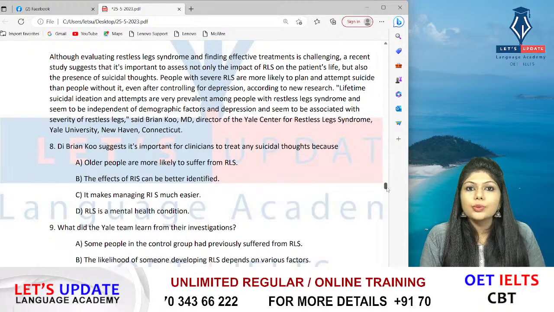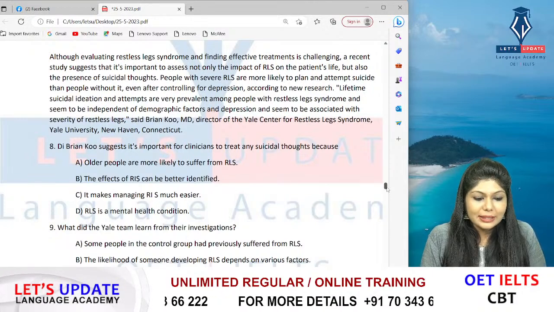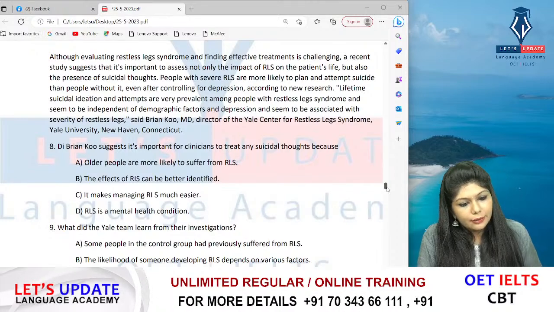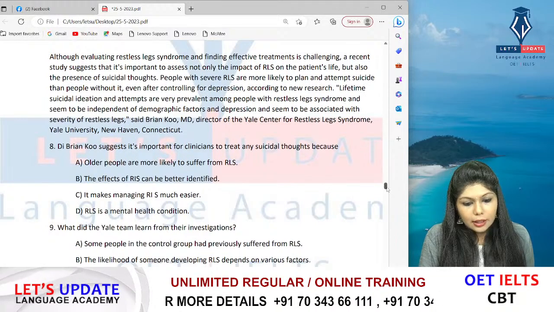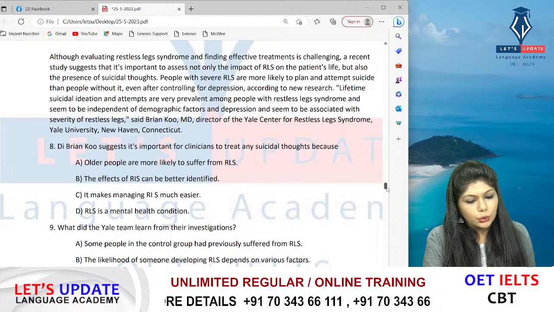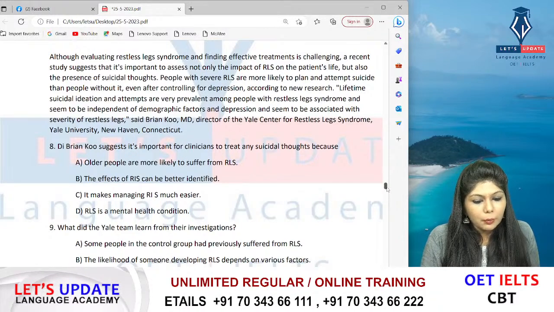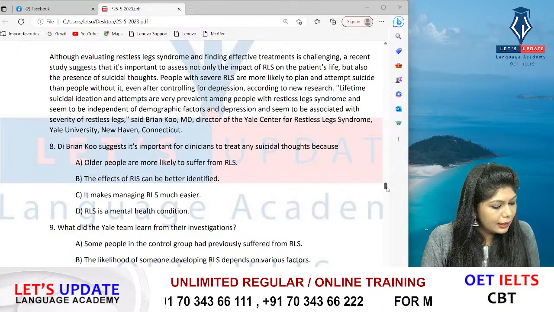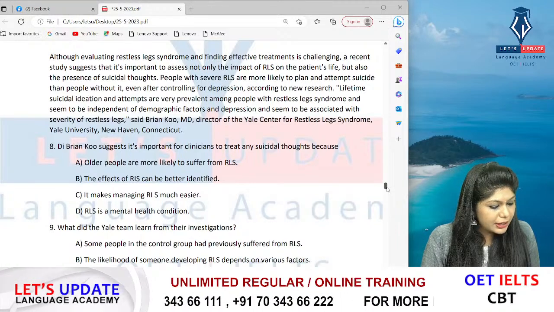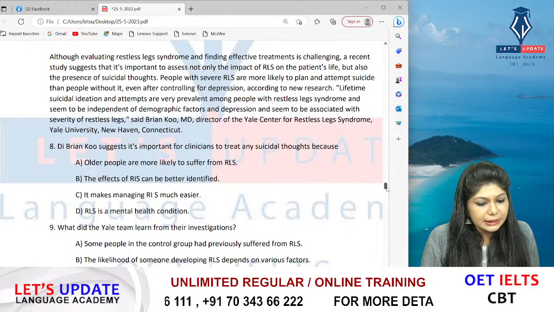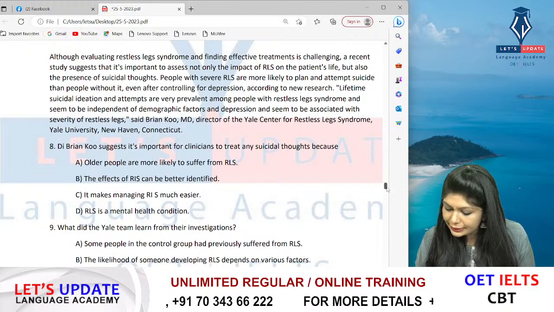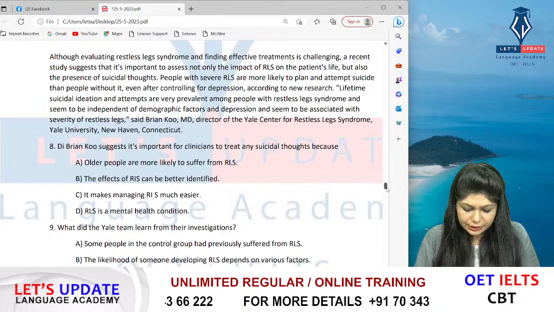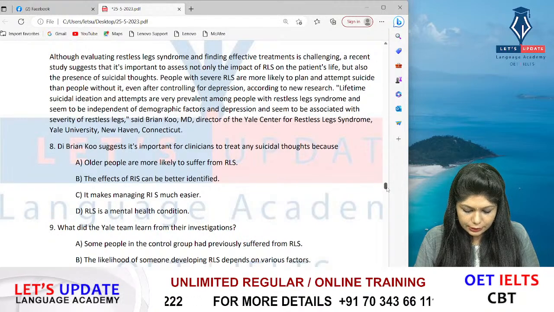So, this was what the paragraph was about, and the question is: Brian Koo suggests it's important for clinicians to treat any suicidal thoughts because. The options are A, older people are more likely to suffer from RLS, B, the effect of RLS can be better identified, C, it makes managing RLS much easier, and D, RLS is a mental health condition. So, what do you think is the correct answer? You can put your choice of answers in the comment section in Facebook.